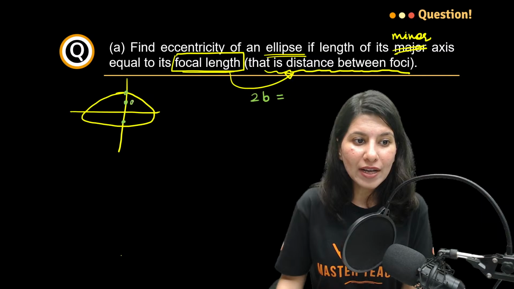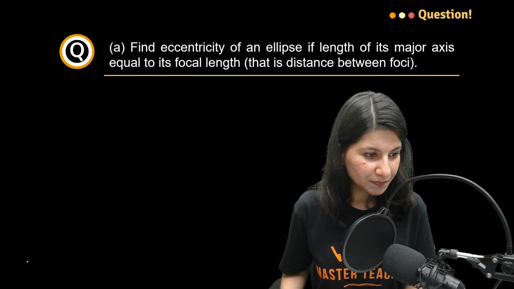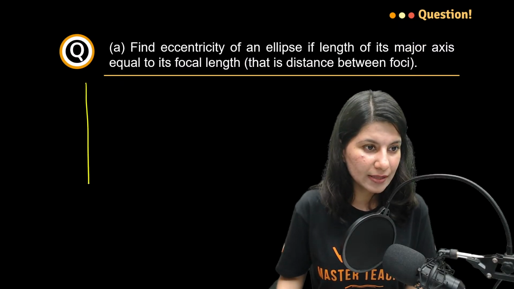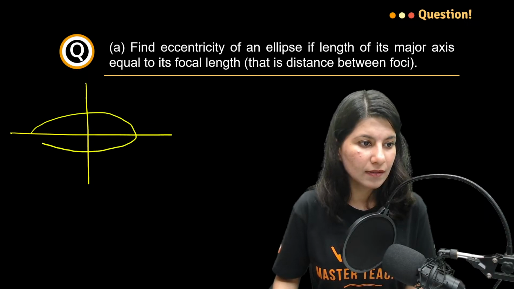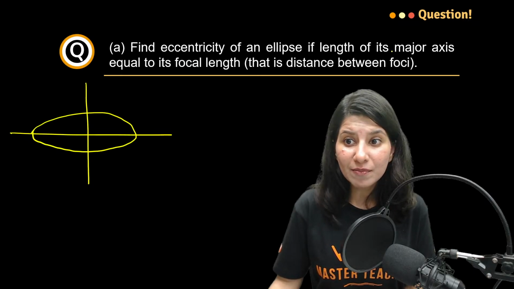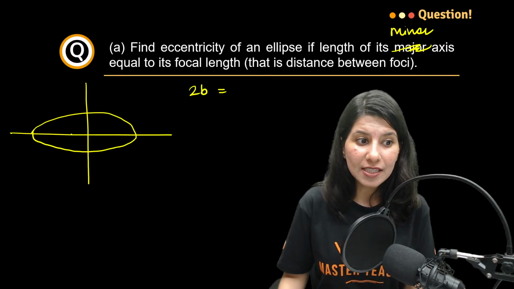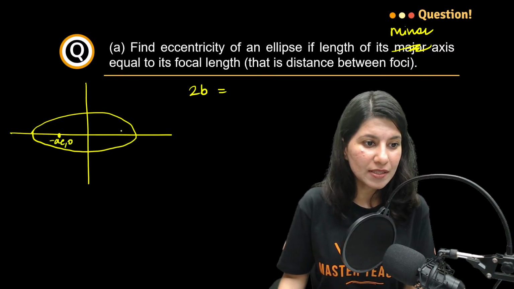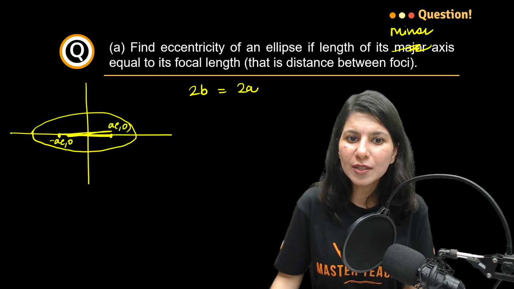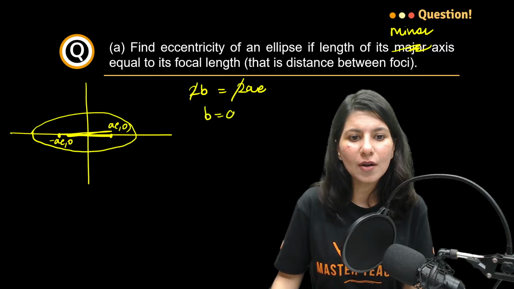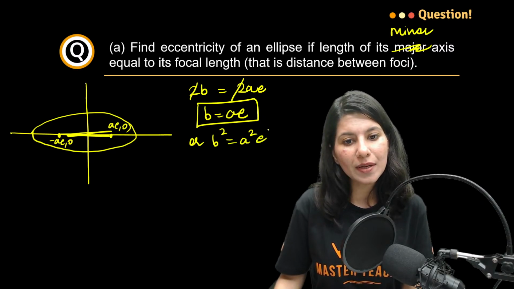So in this case, what will your foci be? If I draw this ellipse nicely, this is your ellipse, right? Now they are talking about the minor axis. So length of minor axis is 2b, and for the distance between foci, this is minus AE, 0 and plus AE, 0. Can you tell me the distance between the two foci? That is going to be 2AE. 2 cancels. B is coming out as AE, or you can say B square is coming out as A square E square.